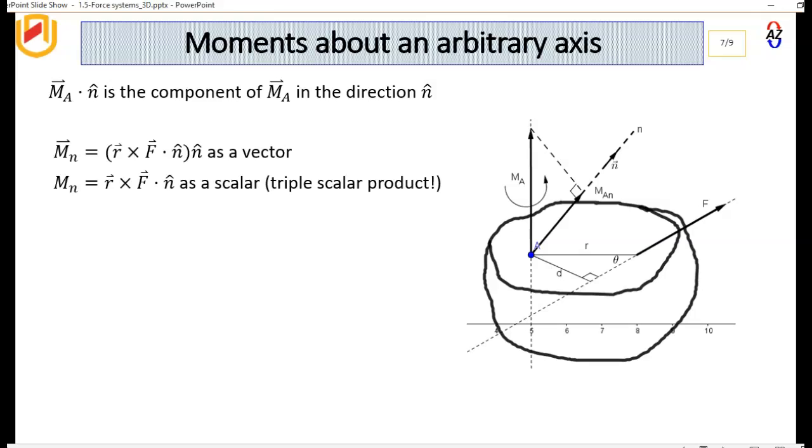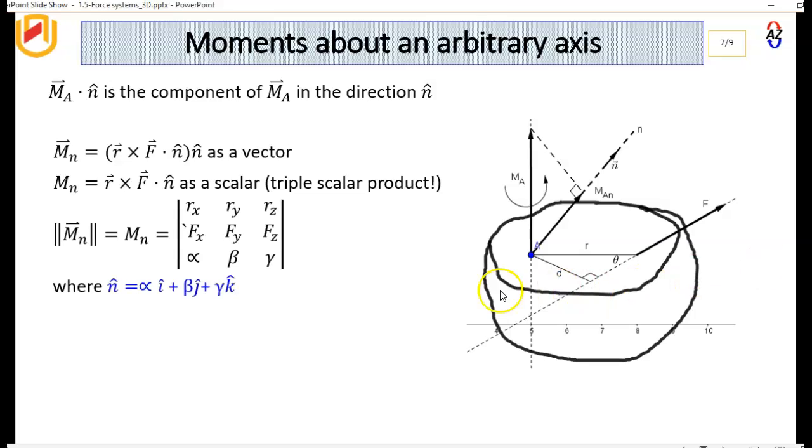Let's see how to do this. So MA is simply R cross F, and then we dot it with N. As a vector, it will be R cross F dot N in the direction of N. But as a scalar, it will simply be R cross F dot N. And we see that R cross F is a vector. A vector dotted with another vector gives you a scalar. So this is the triple scalar product.